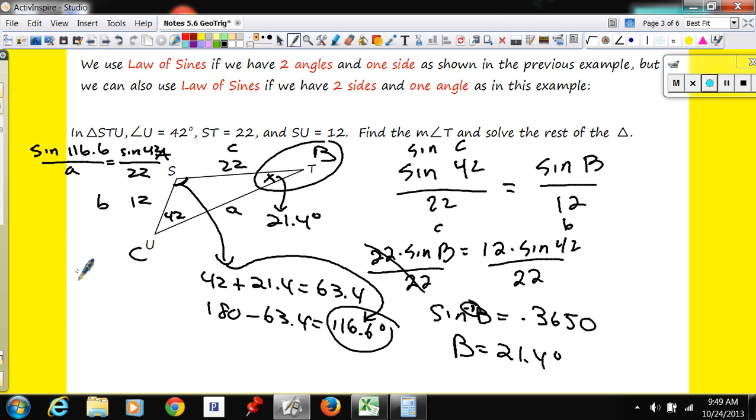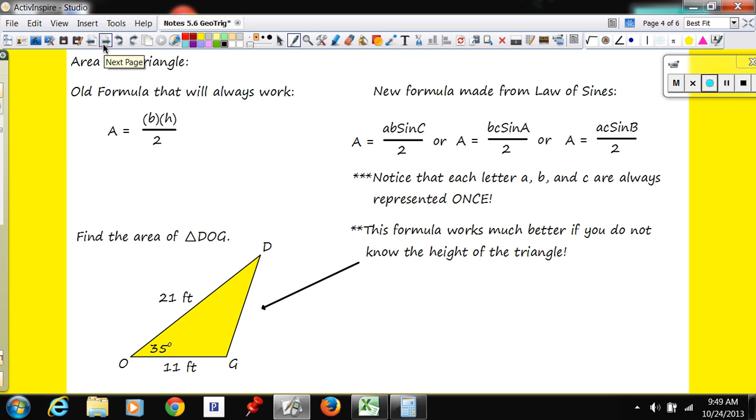The last slide for today is on area. Area of a triangle. We have a formula that we always use, Old Faithful: base times height divided by 2. Old Faithful works every time. But what if you don't have the height or the base? You got other pieces, like you got this triangle right here. It's not a right triangle, and you got kind of some random pieces. You could still find the area.